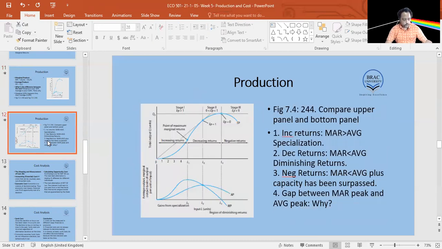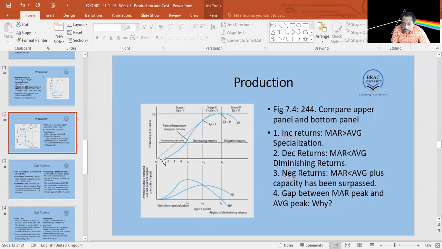This brings us to another interesting phenomenon in production behavior, that this is 7.4, page 244. Initially, we enjoy increasing returns. Why? These are the benefits of specialization. Because if I'm organizing labor in order to produce something, I will definitely bring the best labor that I have to produce the initial units. Then I want to produce more. So what happens? I slowly lose that effect of specialization.